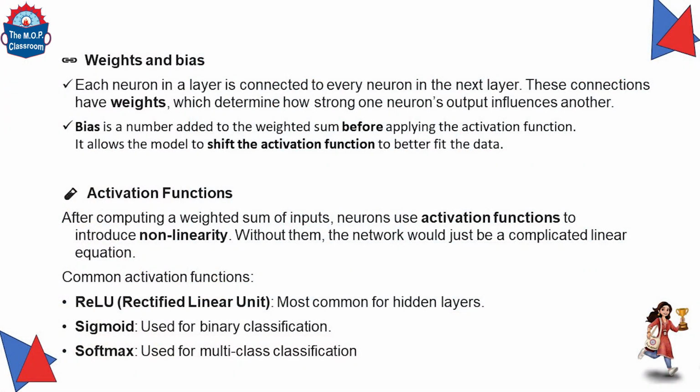So, let me explain about weight and bias. Each neuron in a layer is connected to every neuron in the next layer. These connections have weights which determine how strongly one neuron's input influences the other. Bias is a number added to the weighted sum before applying the activation function. It allows the model to shift the activation function to better fit the data.